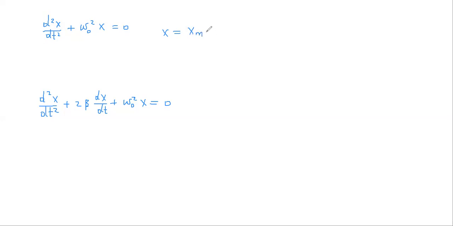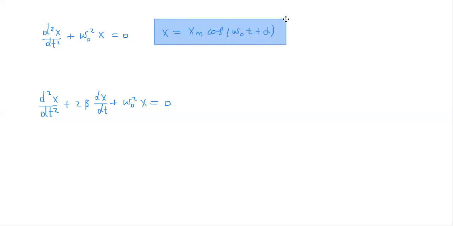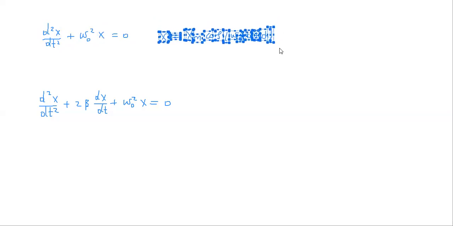Xm, amplitude, multiplied by cosine of omega 0 t plus alpha. I hope you can remember this from our previous lessons.